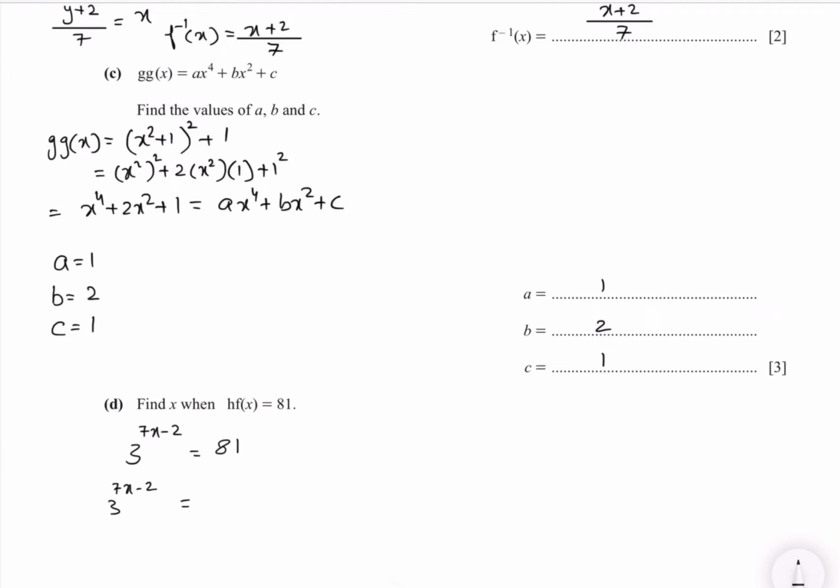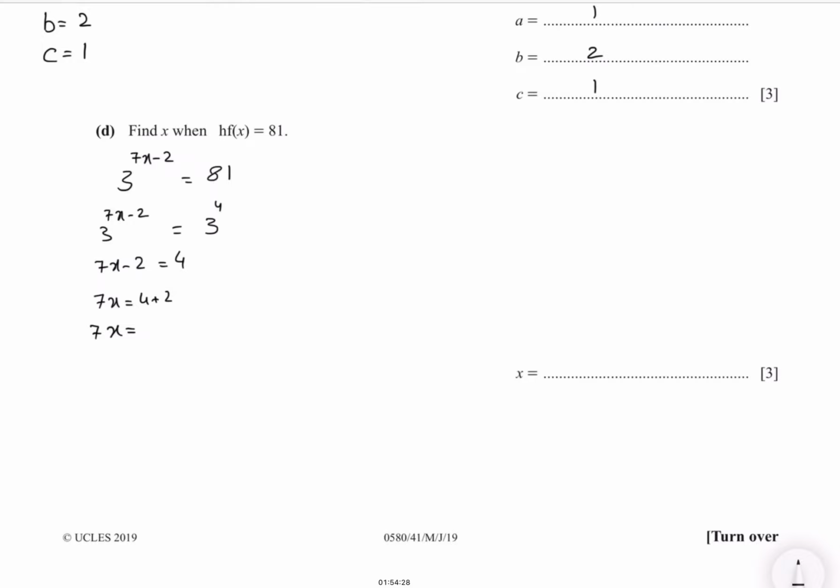Find x when h of x is equal to 81. So h of f of x. So put f of x in h. So 3 power 7x minus 2 is equal to 81, and now make 81 as 3 power 4. So bases become same on either side of the equal sign. So powers become an equation to be solved. So x is equal to 6 by 7.